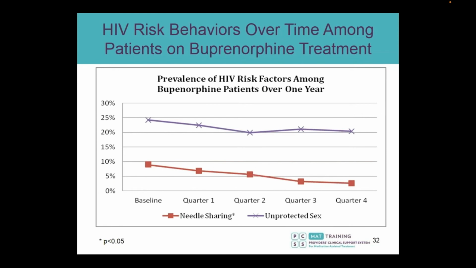Similarly, buprenorphine treatment may have an effect, and this is a graphic taken from a study looking at the prevalence of HIV risk factors among patients treated with buprenorphine over a year, and this shows a decrease in both needle sharing and unprotected sex over a year of buprenorphine treatment in patients involved in clinical care. Again, 2 risk factors which are important to consider in the spread of HIV infection.